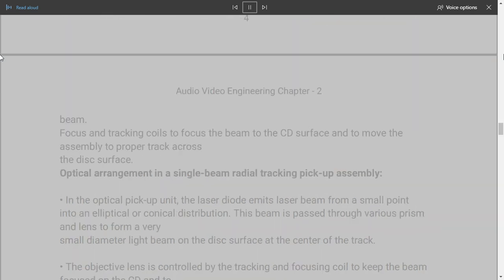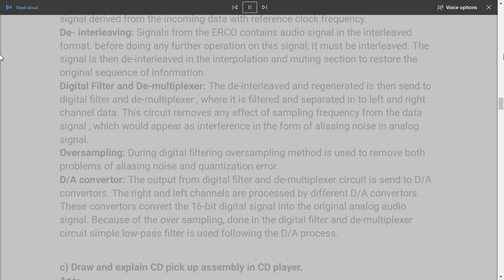signal derived from the incoming data with the reference clock frequency. Interleaving. Signals from the ERCO contain the audio signal in interleaved format. Before doing any further operation on this signal, it must be deinterleaved. The signal is then deinterleaved in the interpolation and muting section to restore the original sequence of information.